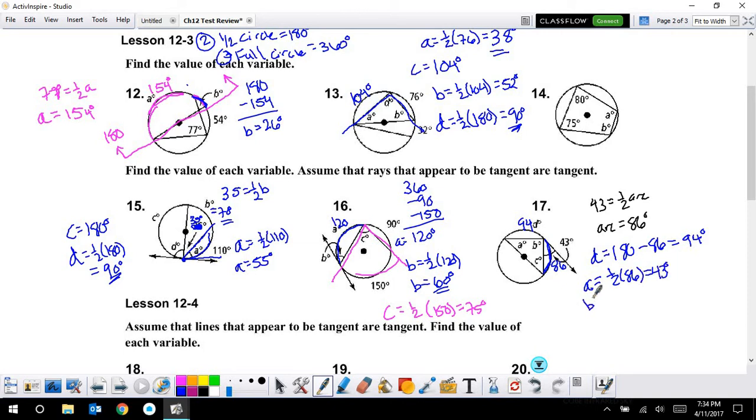Angle B opens up to half the circle, which we know is 180 degrees. So that means angle B is going to be half of 180, which is just 90 degrees. And then finally, C opens up to the 94 degree arc, because it's on the other side there. And so half of 94 gives us 47 degrees.